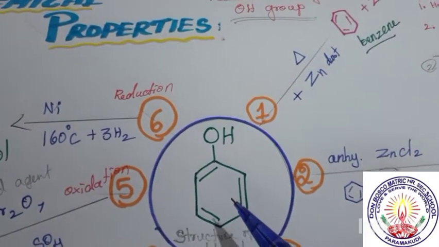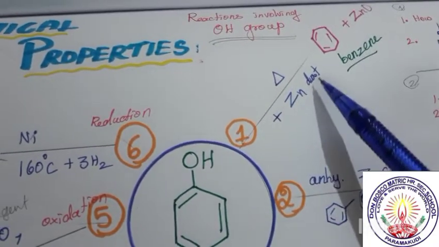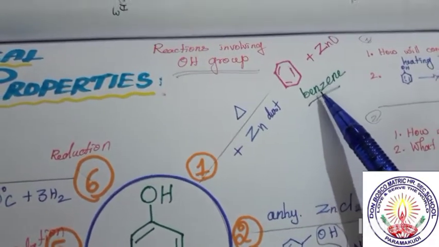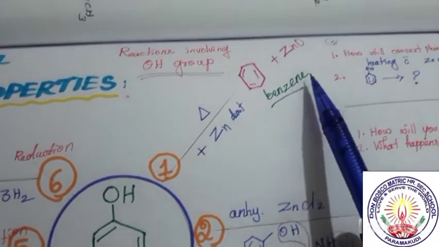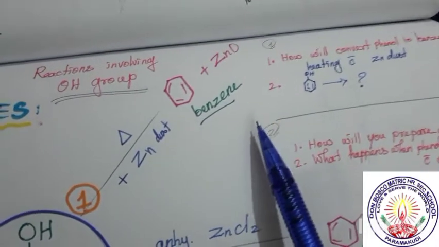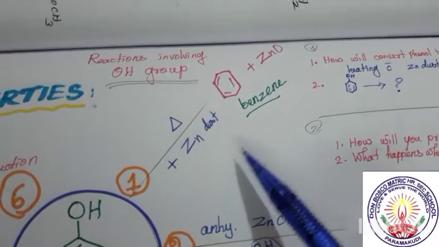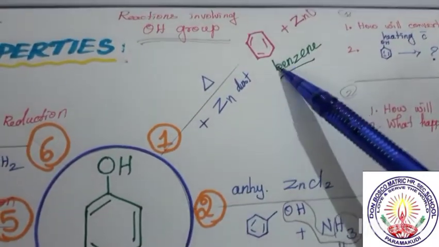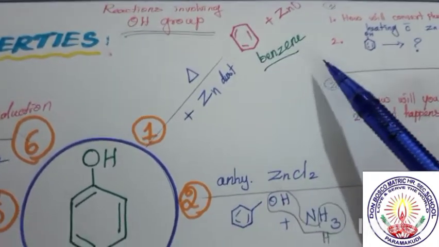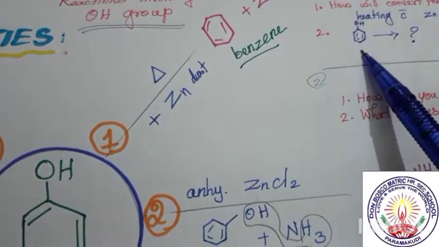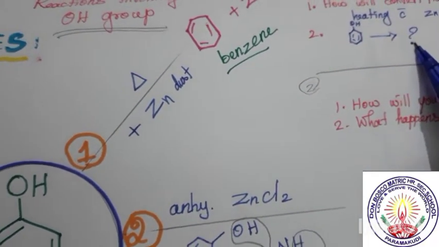When this phenol is heated with zinc dust, we get benzene plus zinc oxide. The question can be asked like this: How will you convert phenol to benzene? How can we convert this phenol to benzene? By heating it with zinc dust. Or the question can be asked by just writing the structure of phenol and asking for the product.